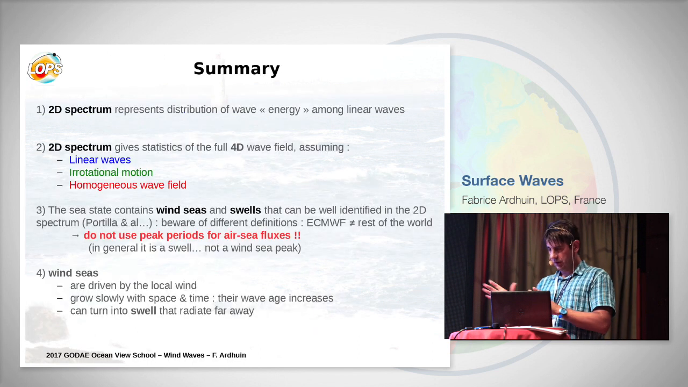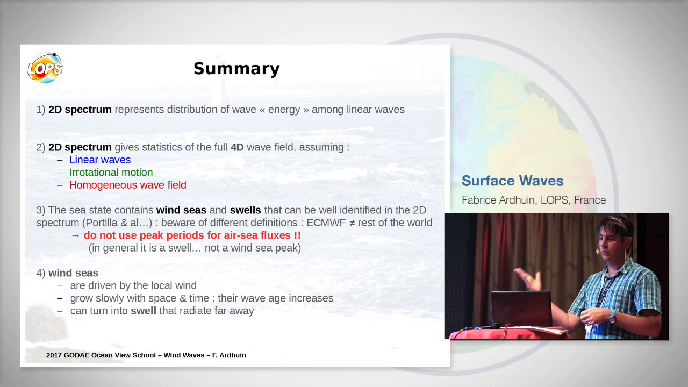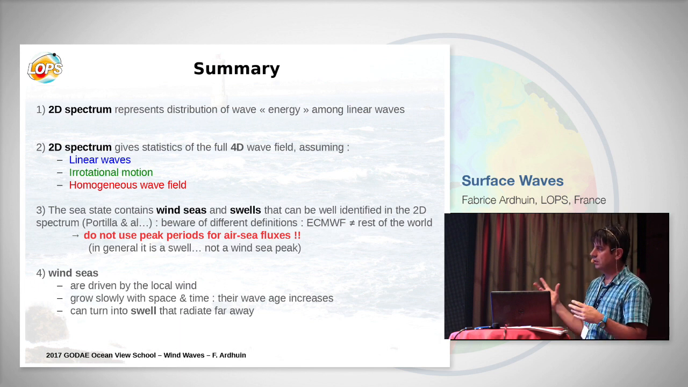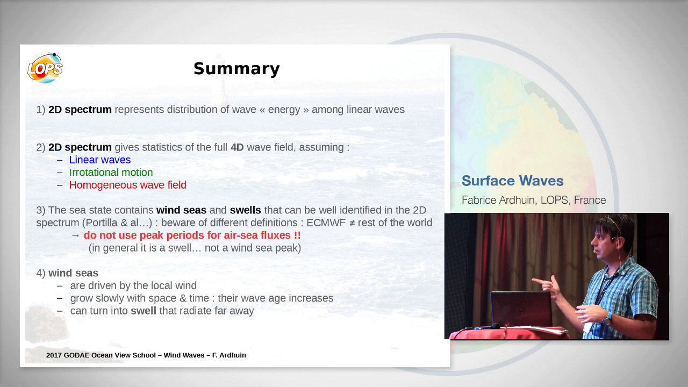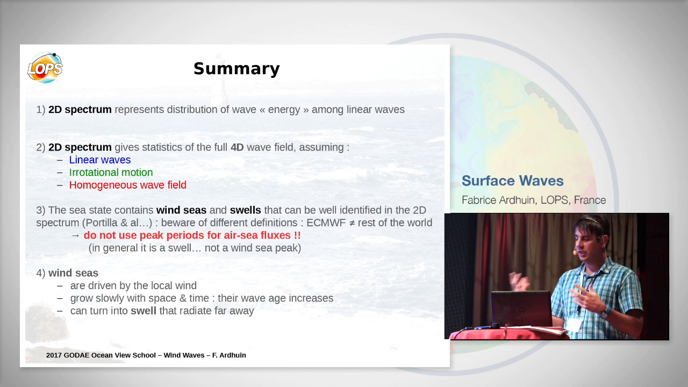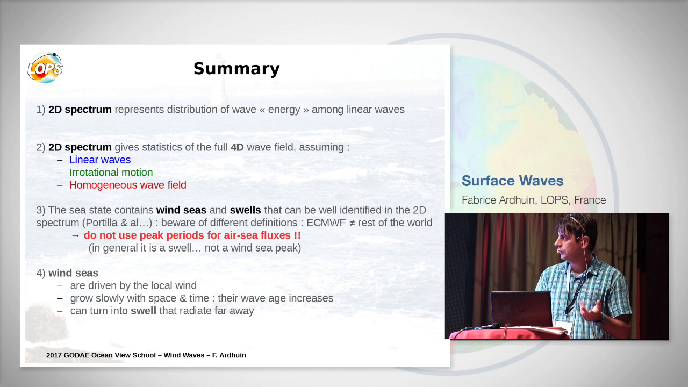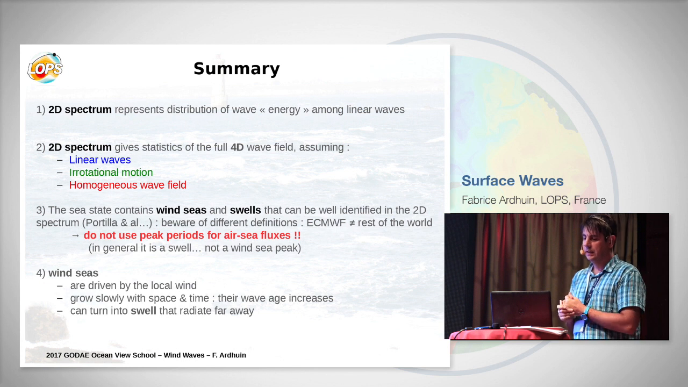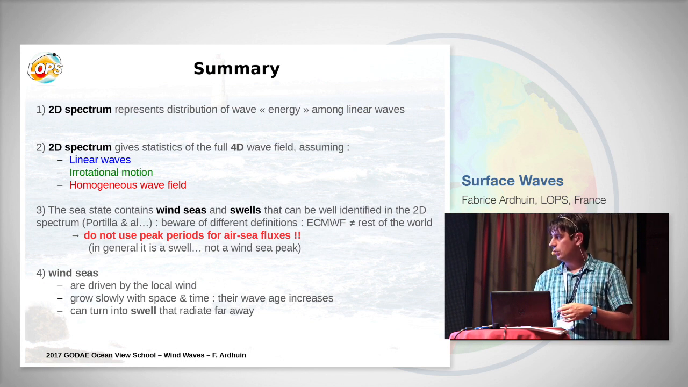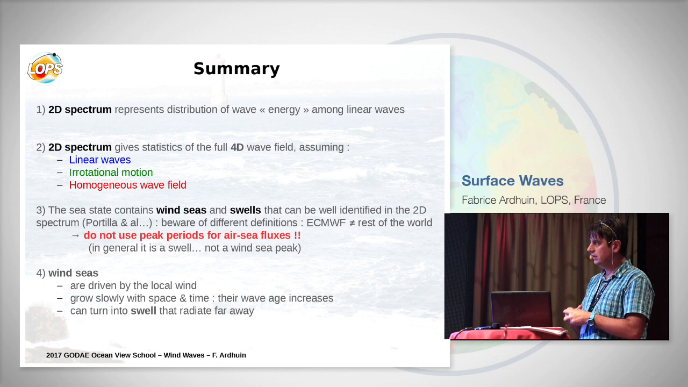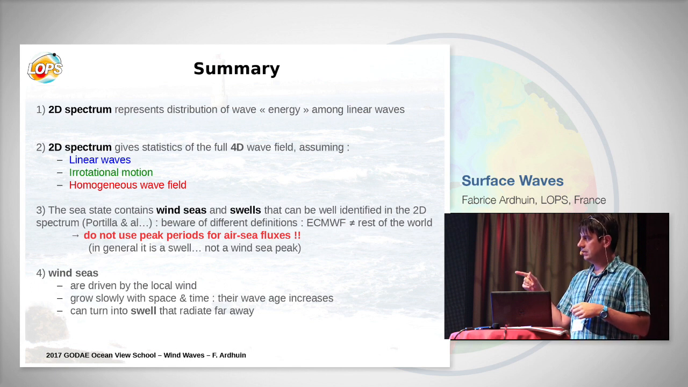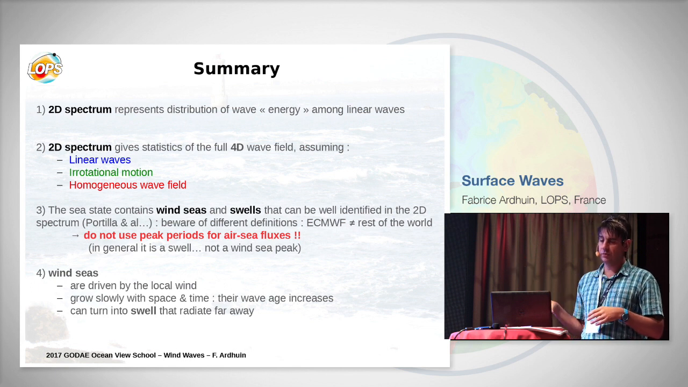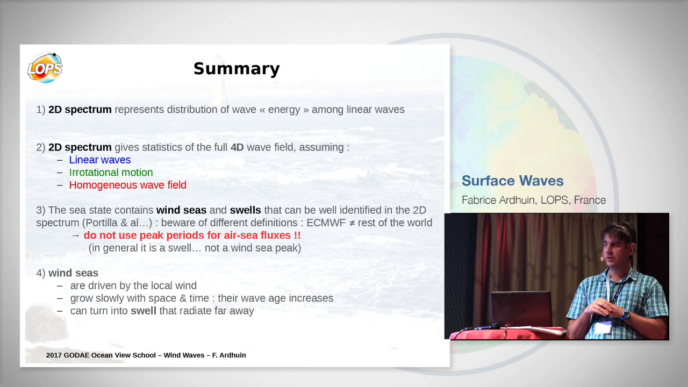So just basic wave things. We have a 2D spectrum that represents the distribution of energy as a function of frequency and direction. You can actually use this 2D spectrum to give statistics of the full 4D wave field, in space, vertically, and time. And the sea state in general contains wind seas driven by the local wind and swell coming from wind somewhere else, which has been radiating to your area of interest. These can be identified pretty well. I was showing you before, you have these blobs of energy in the 2D spectrum.